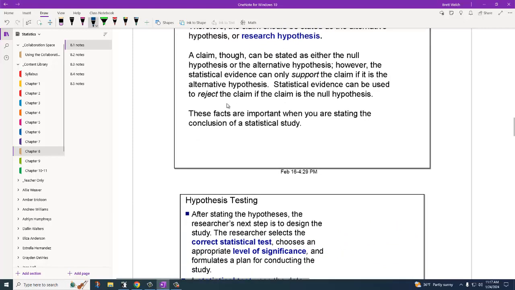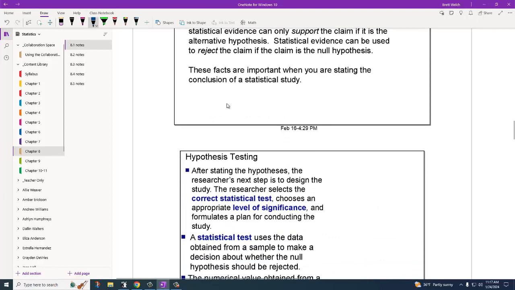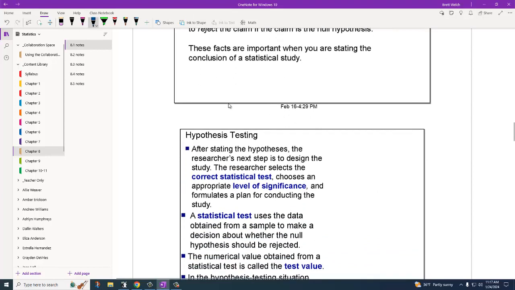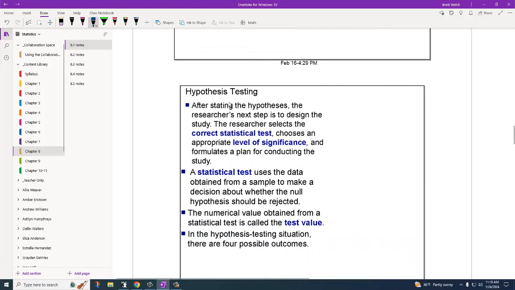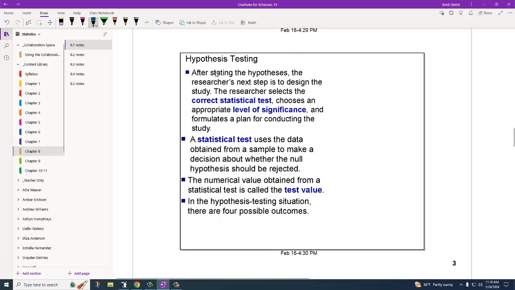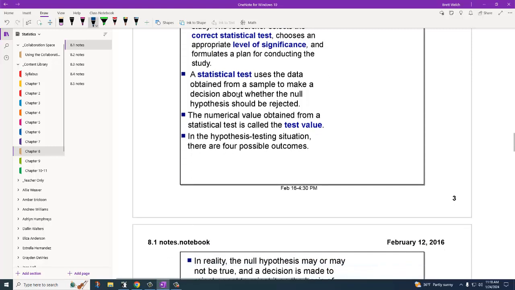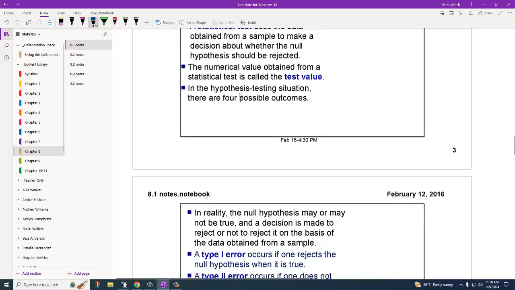So knowing where we pick our claim, what we're trying to validate in our claim, we pick the one that we're trying to prove is true, and then we're going to make specific statements about what the research tells us. After we state the hypothesis, the next step is to design the study. The researcher selects the correct statistical test for a mean. In this first section, we're going to do a z table, and we find the appropriate level of significance. The statistical test is going to compare the critical value with the test value.